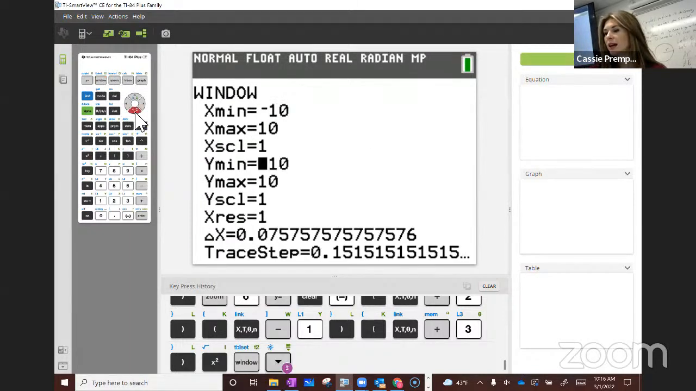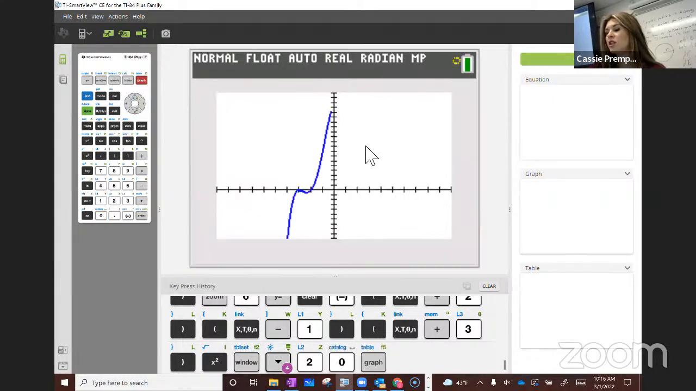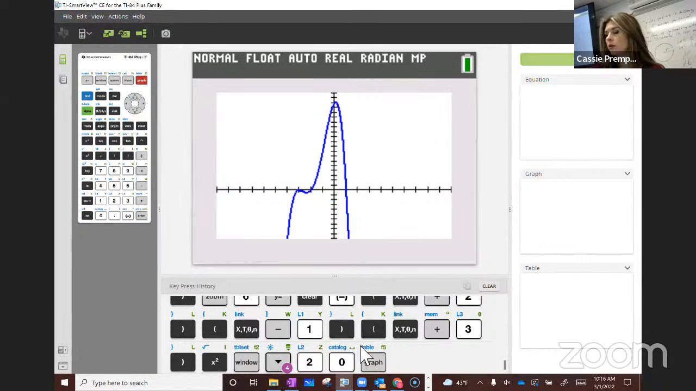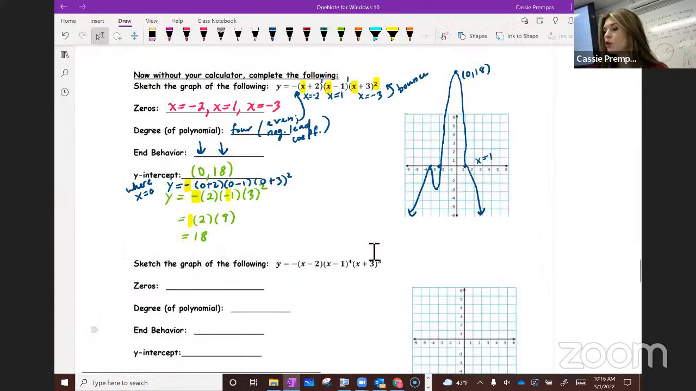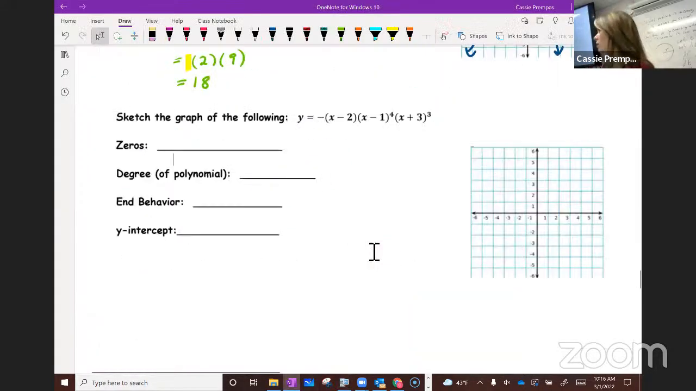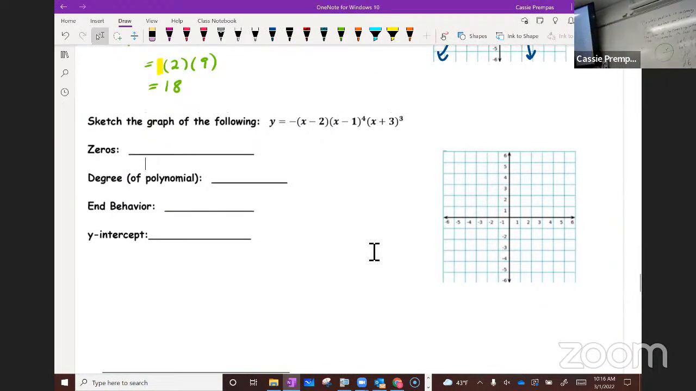Like looking at that last one, in case you're interested, this would be what the graph looks like in actuality, which we were pretty close with. It went up, came down, bounced off, and went back down. Okay, but for now, try this last one without a calculator. I'll be walking around to see if you need help with it.